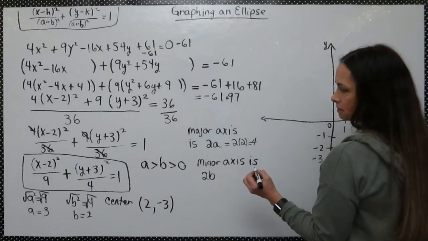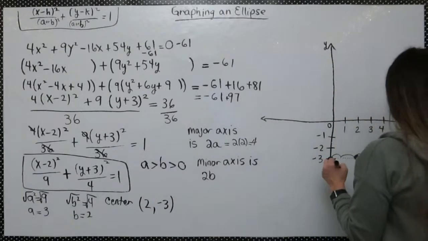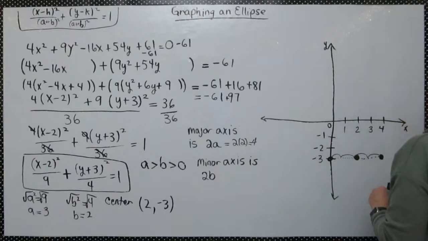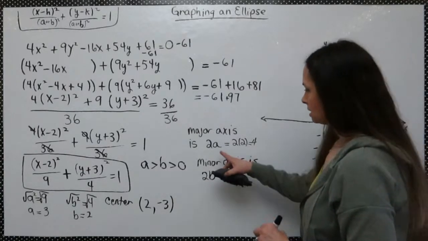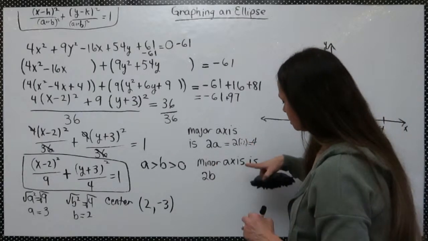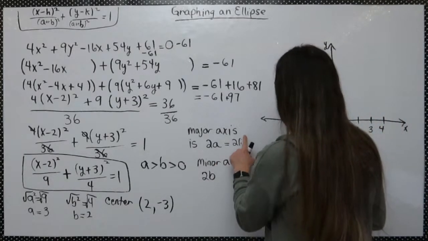Wait, A is 3. Oh my goodness, I'm going to graph this wrong. I'm glad I caught that mistake. All right. Just kidding. 2A. A is not 2. A is 3. Silly me.